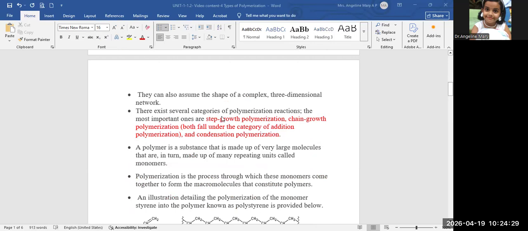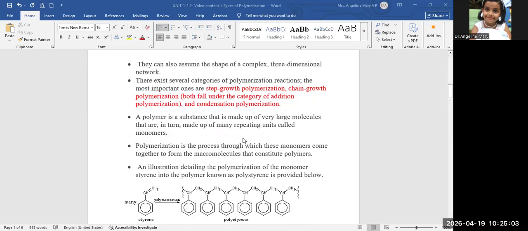There exist several categories of polymerization reactions. The most important ones are step growth polymerization and chain growth polymerization. Step growth and chain growth polymerization both fall under the category of addition polymerization. Then the third important polymerization reaction is condensation polymerization. So there are three important types: step growth, chain growth, and condensation polymerization.